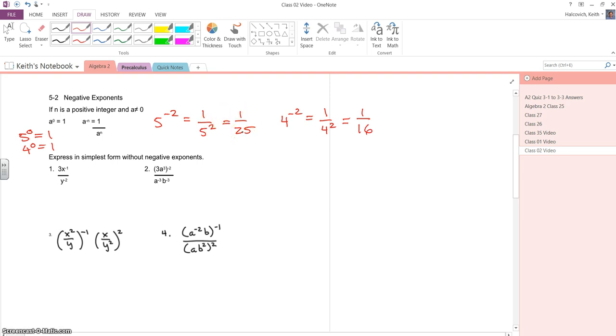So here, when we're dealing with variables, this would be the same as saying 3. And in order to make it positive, you move this up, and you move the x down. It would be 3 over y squared over x.